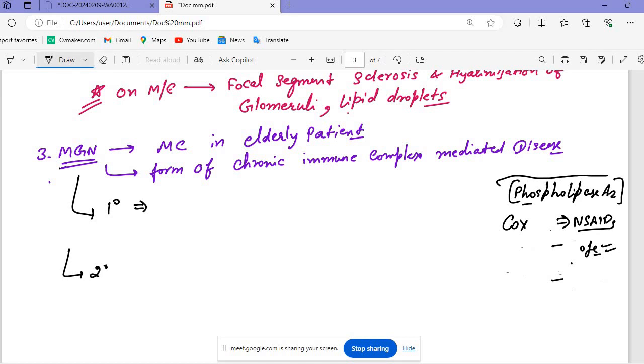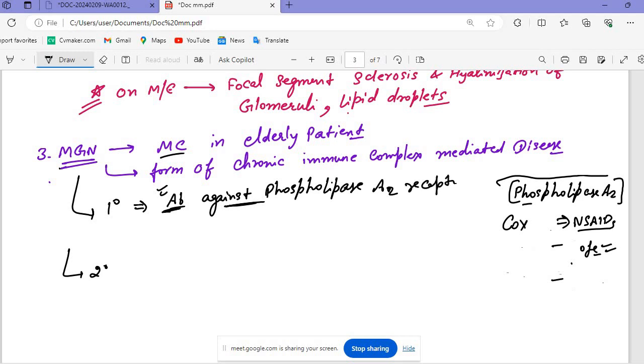So in the primary form there can be an antibody against phospholipase A2, the antibody against the phospholipase A2 receptors. If you don't know the full meaning of any term, like GABHS, don't just go past it, just ask me and I will repeat it. There can also be an antibody against thrombospondin.